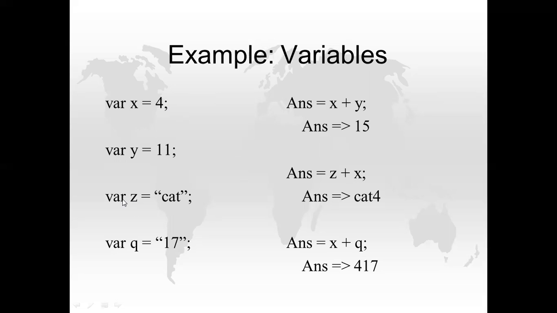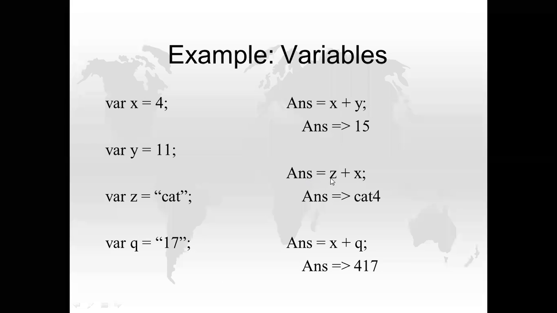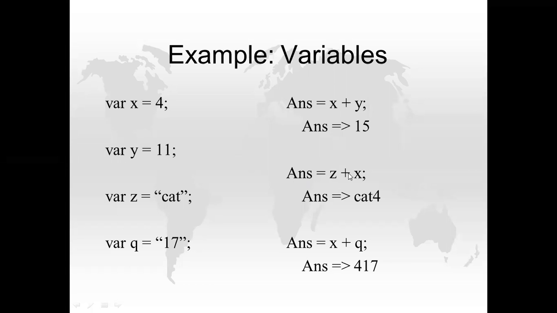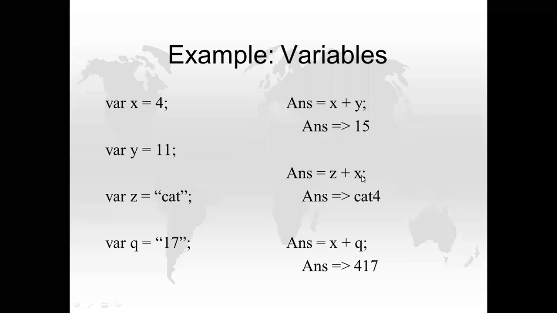After that, variable z = "cat", in double quotes you have written the string cat. If you are adding z + x, z is a string type and x is a number, or integer. If you add these two, it will return cat4. So type conversion automatically takes place here.